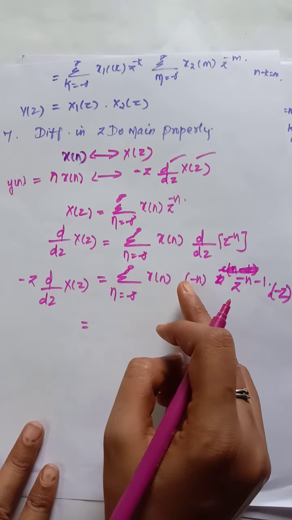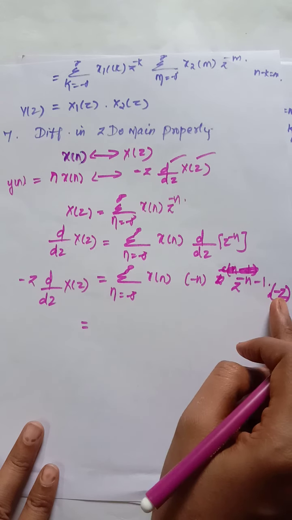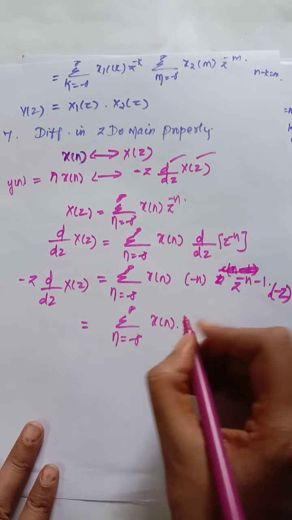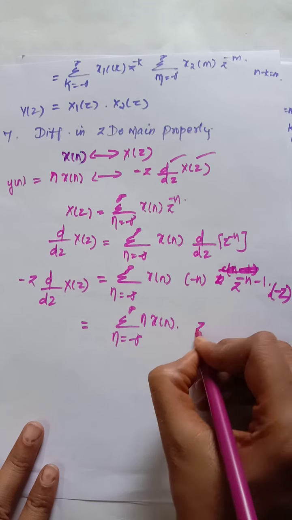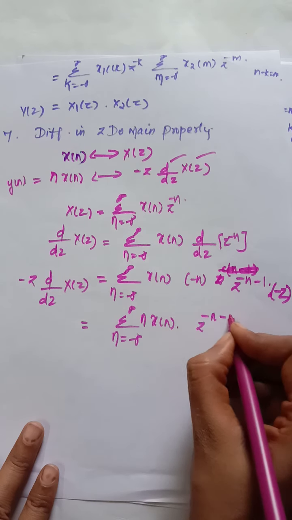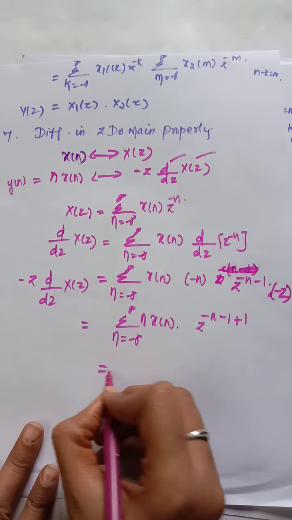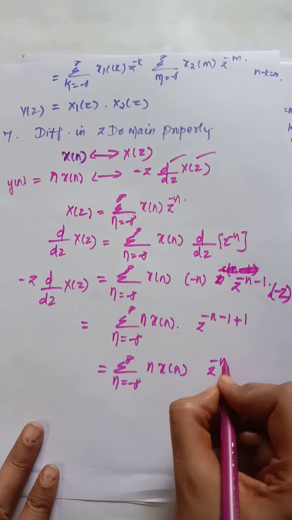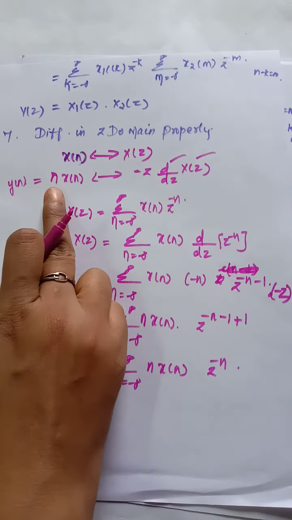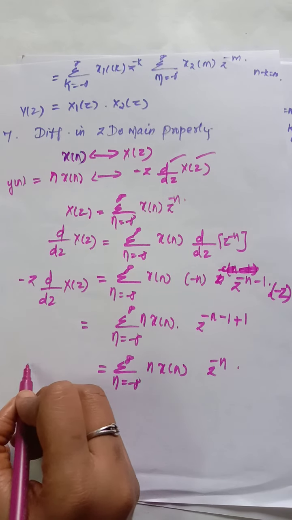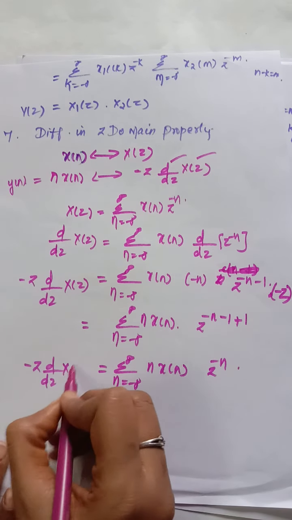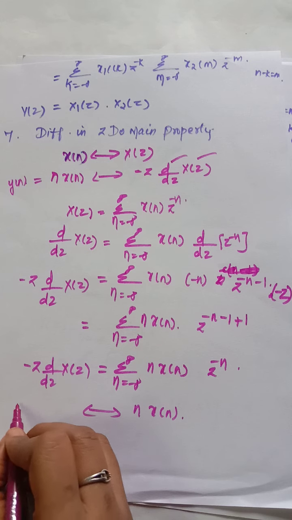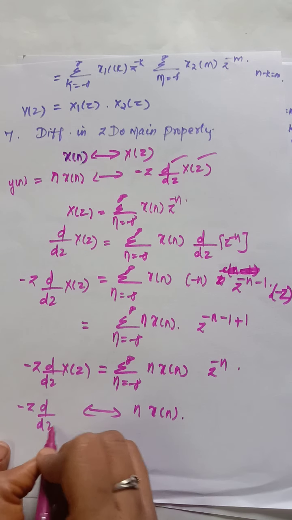So what I will get is, this minus n minus will become plus. So summation n equal to minus infinity to infinity x of n into n. I will have, combining, z power minus 1 minus n, so this can be written as plus 1. So here summation n equal to minus infinity to plus infinity n x of n z power minus n. So this is what we got here. So when I write this in terms of z transform, it is nothing but the z transform of n x of n. Here you will get minus d by dz of x of z.